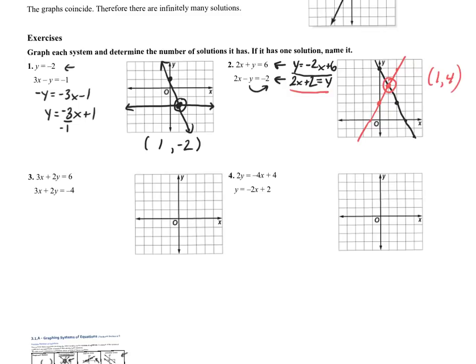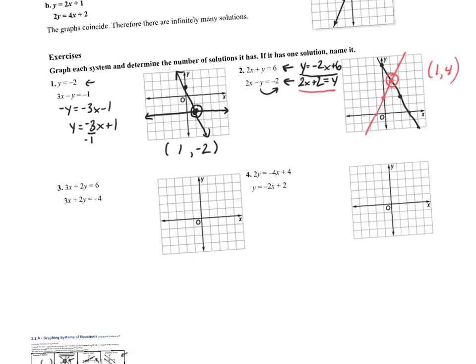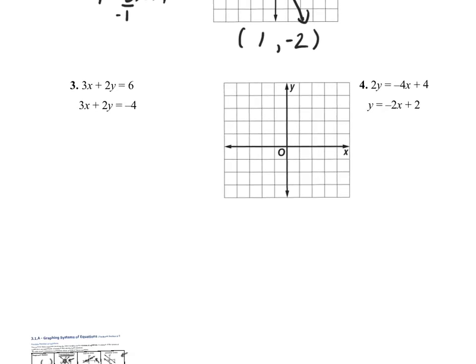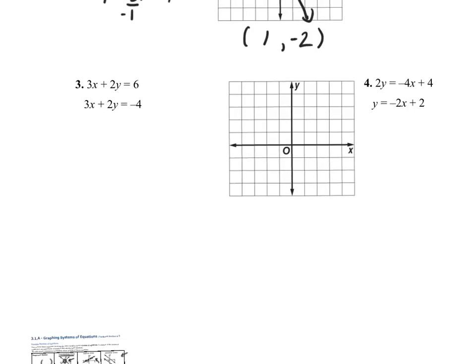You can get what you'd call stranger solutions. If I take a look at example number 3, let's do it the same way and put each one in y equals mx plus b form. The top one, let's make black, and the bottom one we'll make red. The black one: 2y is equal to minus 3x plus 6, and so y is equal to minus 3 halves x plus 3. That looks like a plus 3 and down 3 over 2.